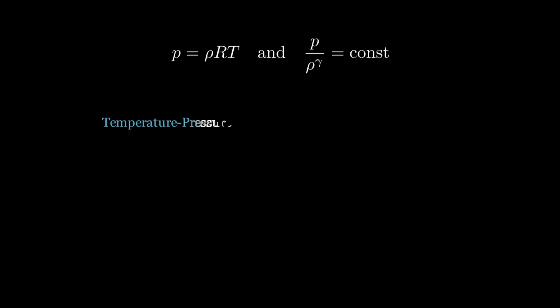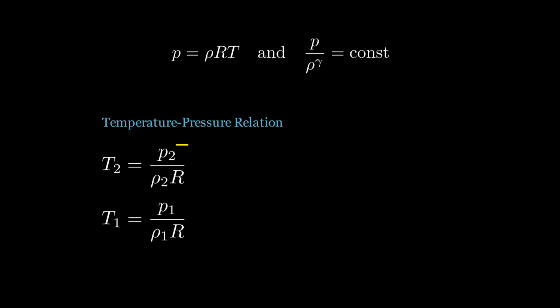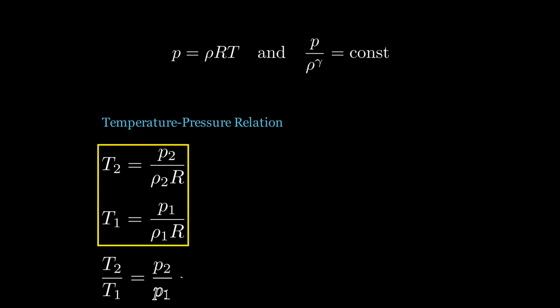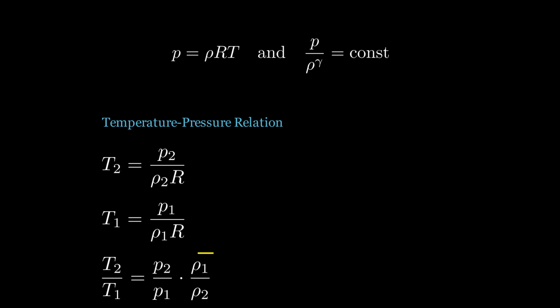Let's first find how temperature relates to pressure. We'll use the ideal gas law at two different states. Taking the ratio eliminates the gas constant R and gives us temperature in terms of pressure and density ratios. From our isentropic relation, we know how density ratio relates to pressure ratio. We can substitute this to eliminate density. After substituting and simplifying, we get our first key relation between temperature and pressure.